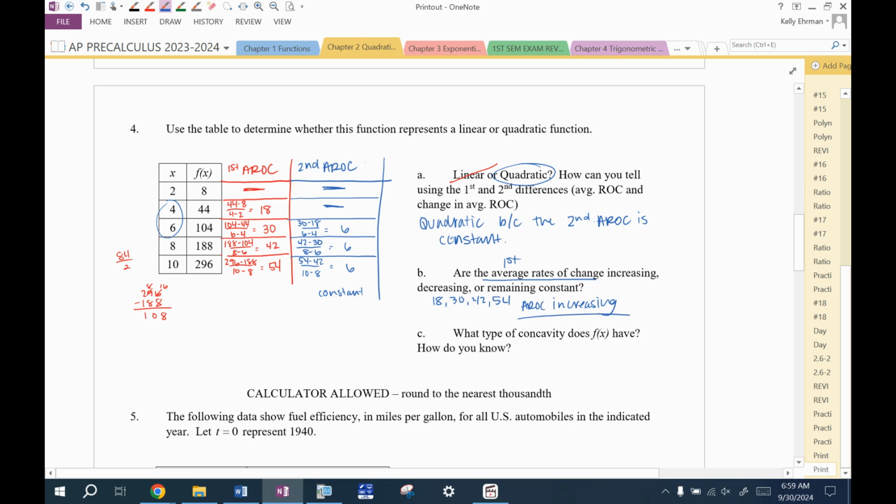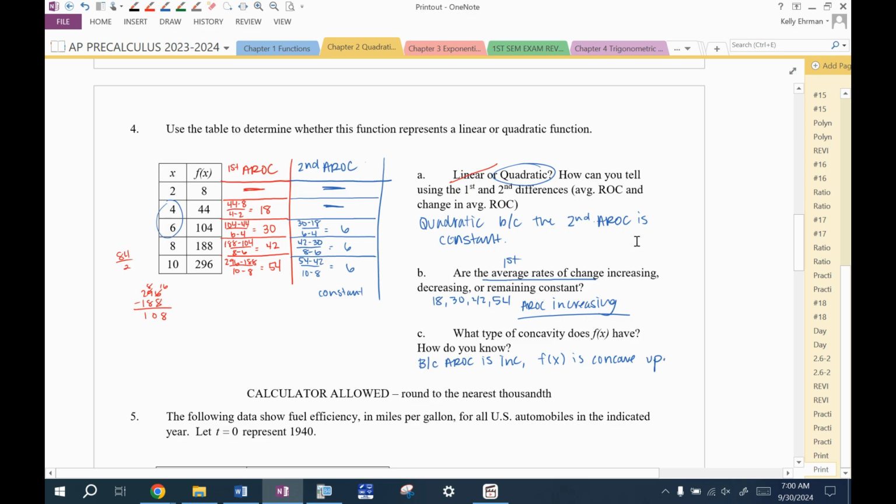AROC is increasing. What type of concavity does f of x have? Because AROC is increasing, f of x is concave up. Remember, we learned that in chapter 1, and it's going to keep coming back to us over and over and over.